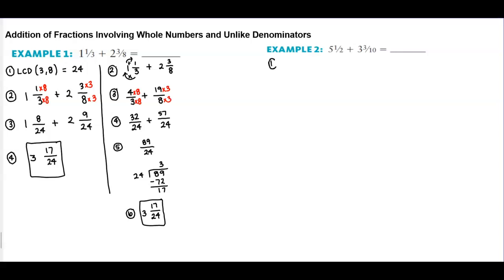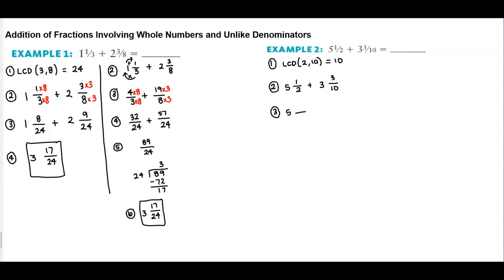So we have 5 1/2 plus 3 3/10. So we need to find the LCD between 2 and 10. So we know that 2 is a factor of 10. So the common denominator is 10. Let's go ahead and rewrite these fractions. We have 5 1/2 plus 3 3/10. Okay, so let's go ahead and convert these into a common denominator of 10.